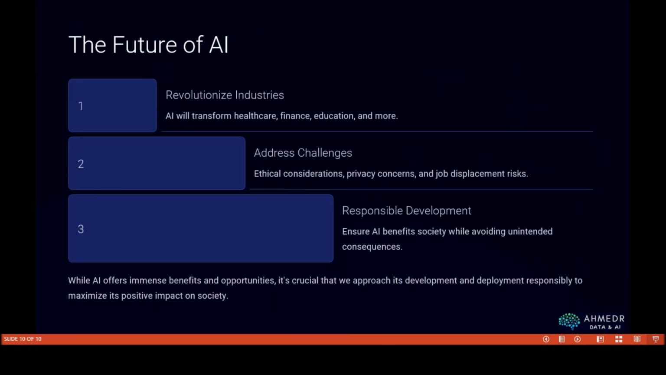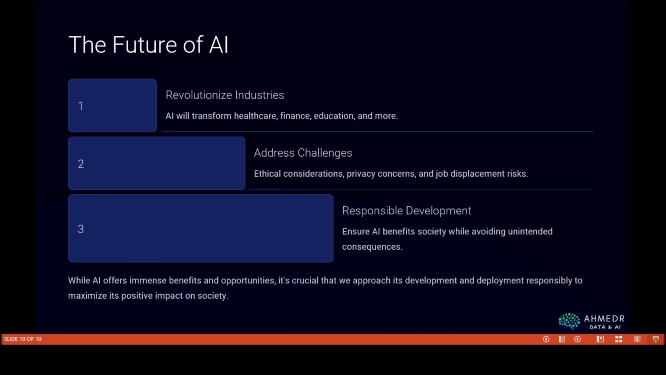What is the future of AI? Looking ahead, the future of AI is incredibly promising. The opportunities involve AI being expected to revolutionize industries such as healthcare, where it can enable personalized treatments, and education, where it can provide personalized learning experiences.